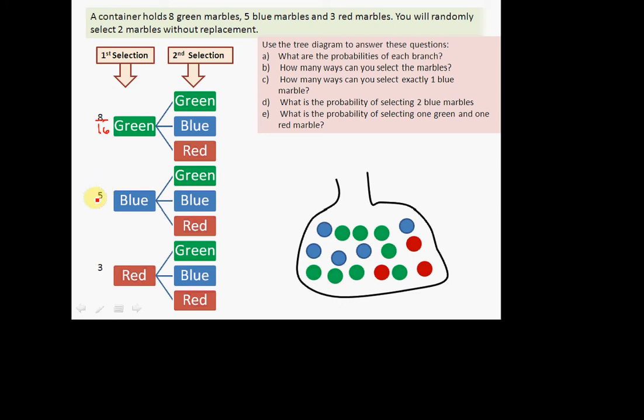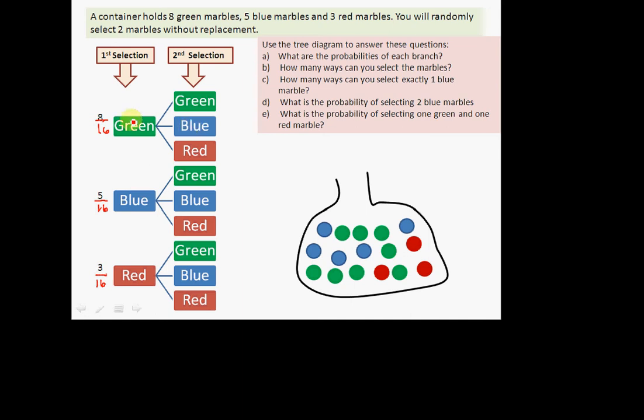And for blue, there are 5 blue, and we can choose from a total of 16. So 5 out of 16 for selecting blue the first time. And then for red, there are 3, so of course, 3 out of 16 for red. So now let's go up here.